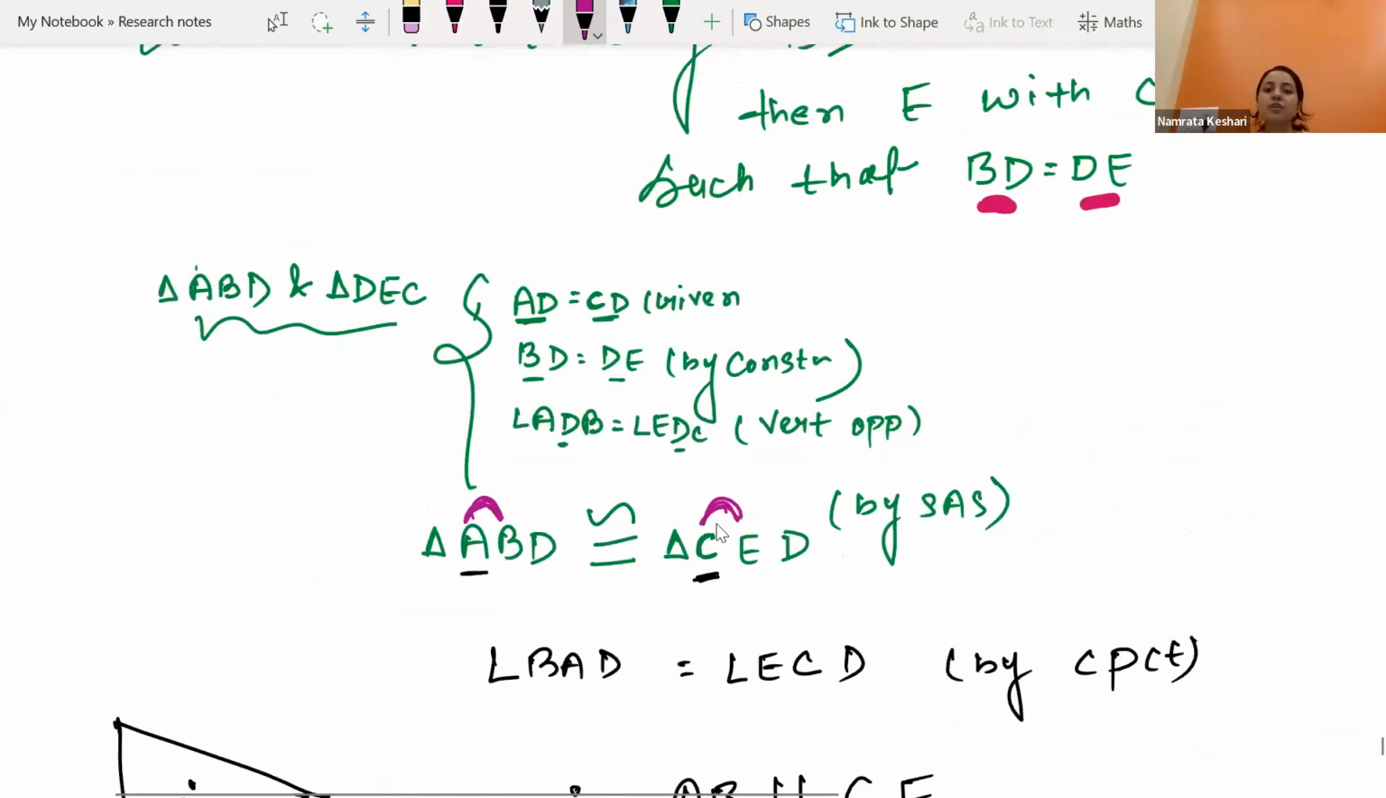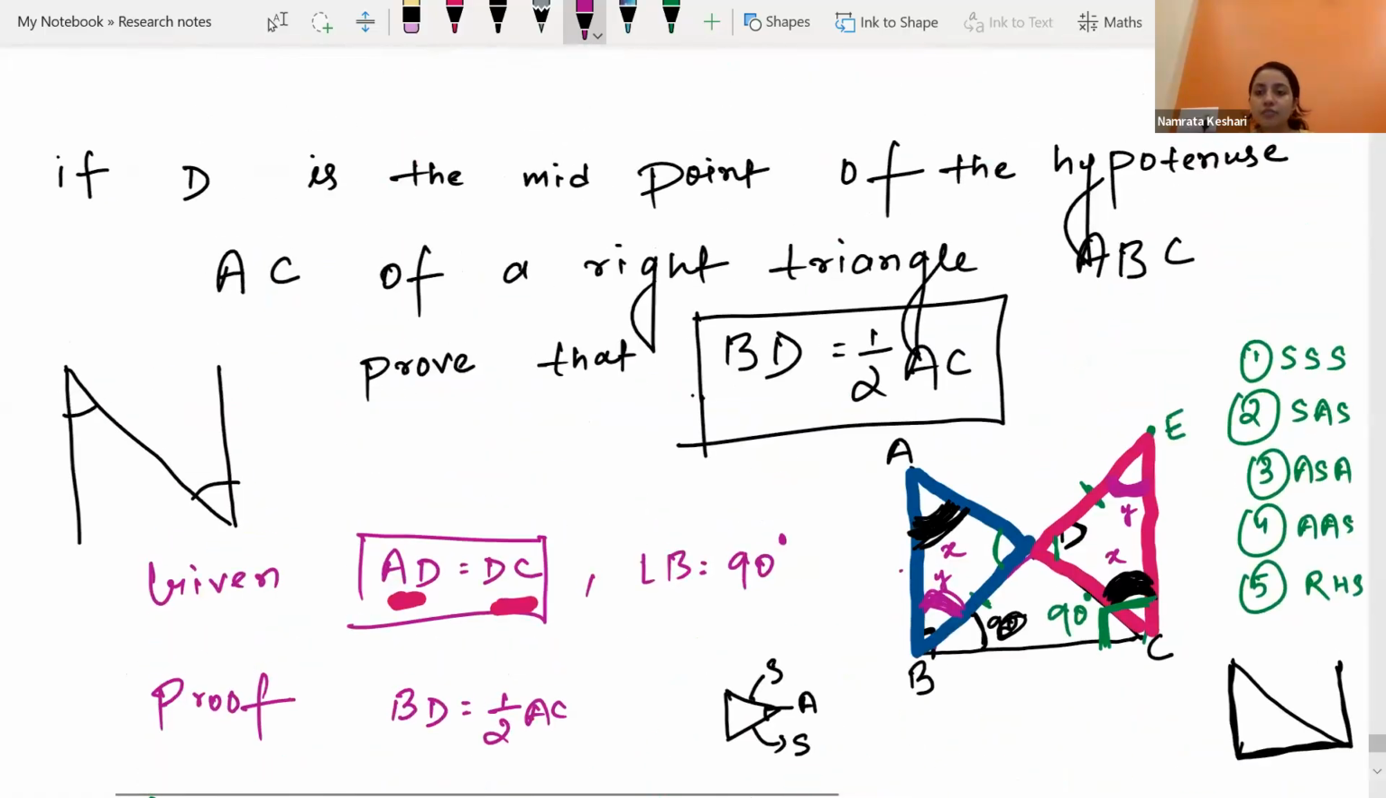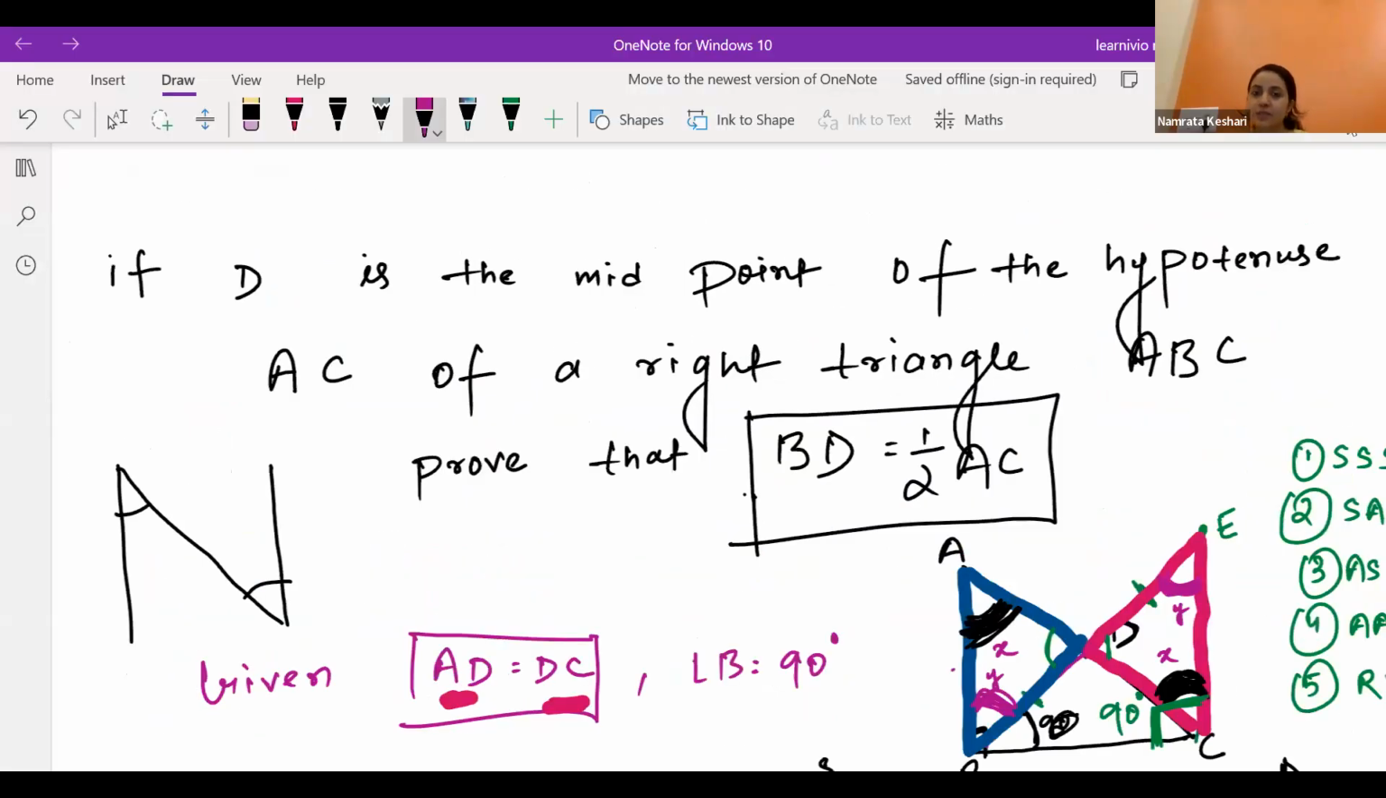So see, this type of question will not come in your exam. But still, if you have learned triangle very well, then you will be able to understand this concept. Let me explain it from the very beginning.